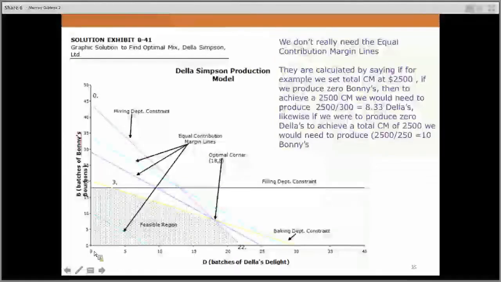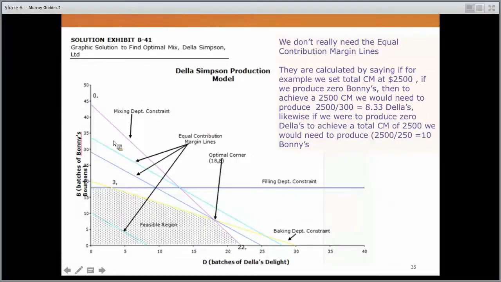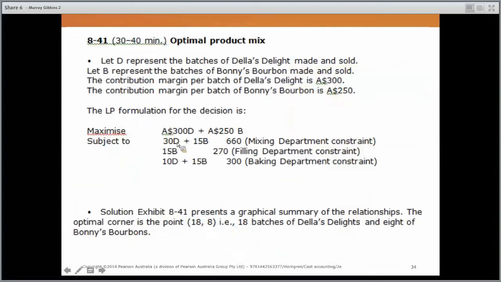So let's go and have a look at how we draw the mixing department line. Make sure we put a 0 for one of the products in and work out what the maximum is. To get the other dot on the line, just pretty much do the reverse.